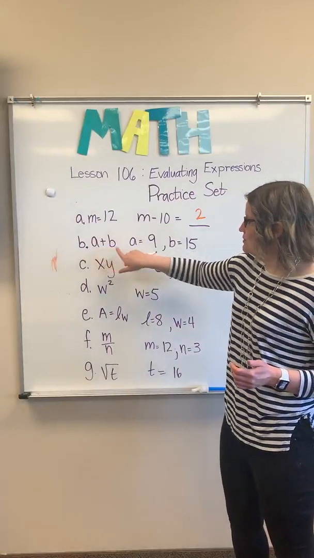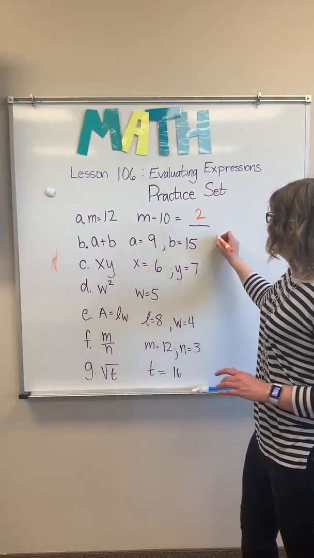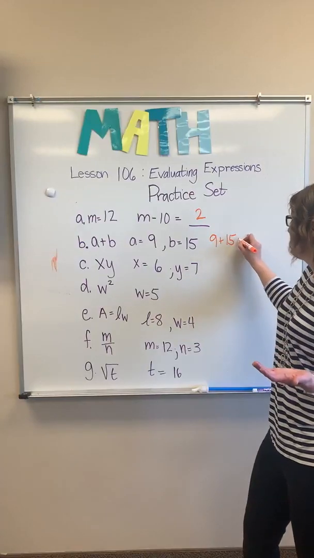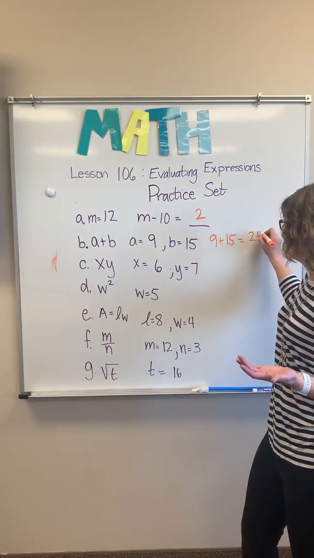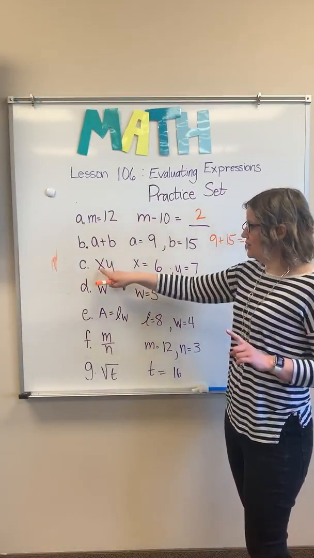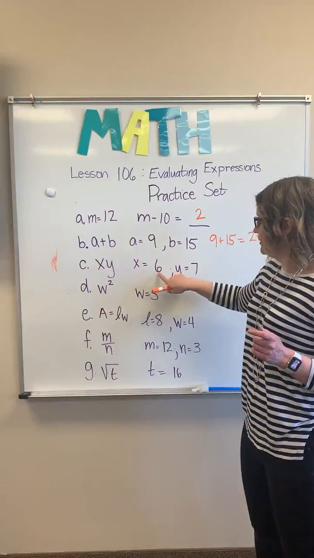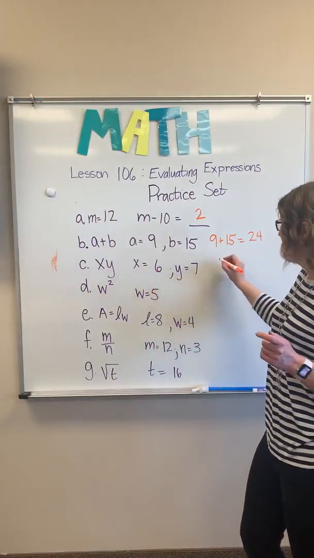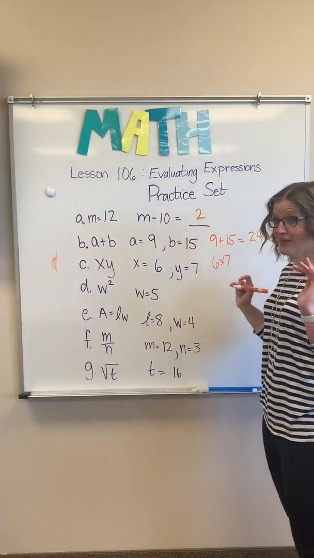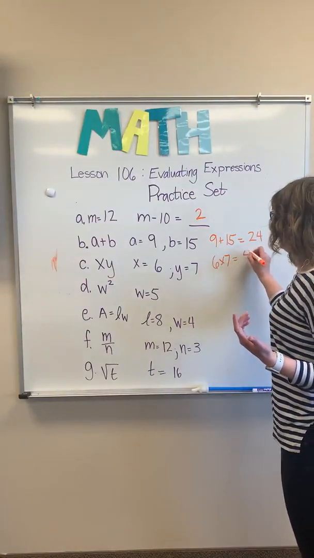B is a plus b. If a is 9 and b is 15, we view this as 9 plus 15, and we know that that is 24. Our next one, when we have two variables together, we know that we multiply them. x is 6, and y is 7, so we view that as 6 times 7, and because we are hotshot math students and we know our times tables, we know that 6 times 7 is 42.